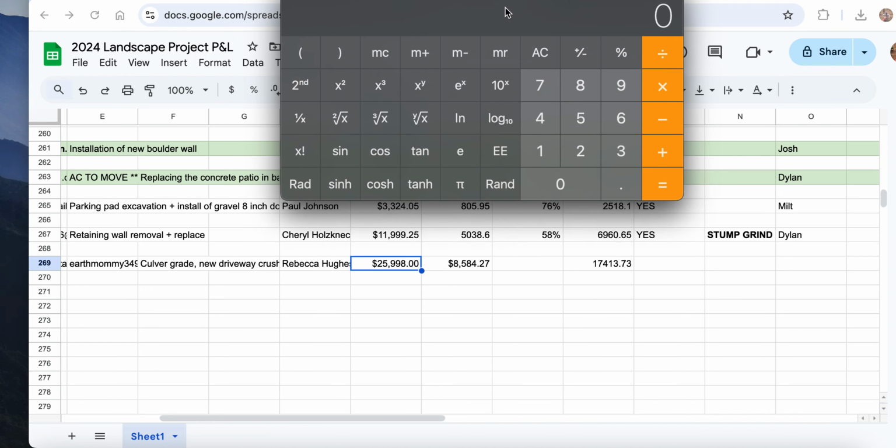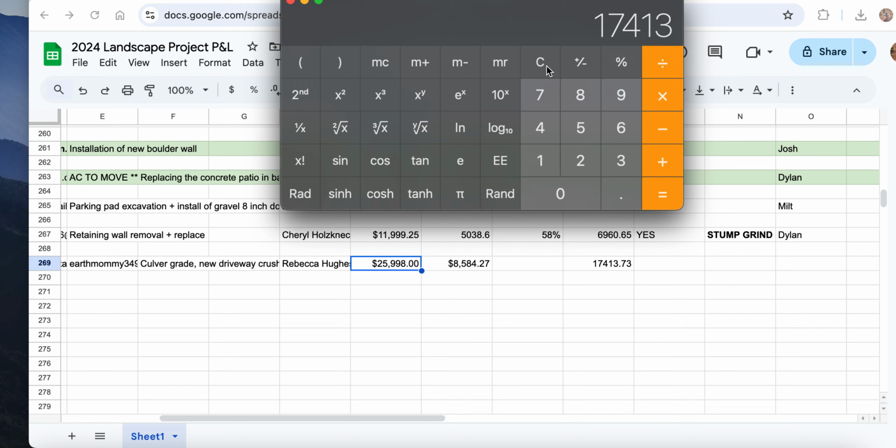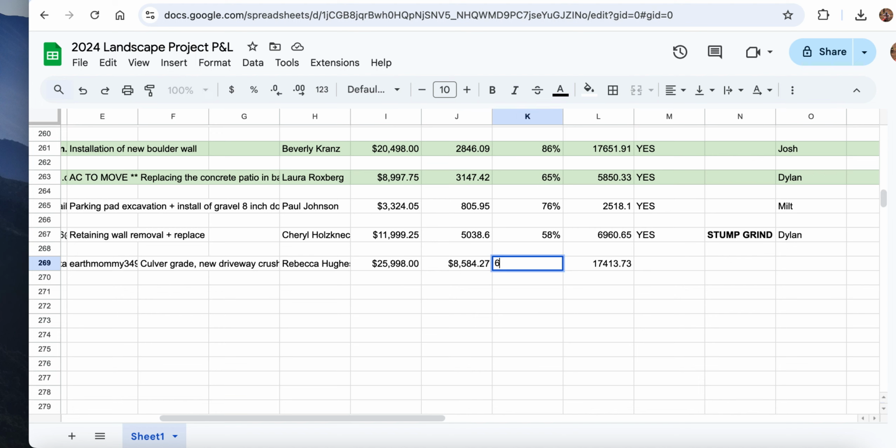So if you were to take 17,413.73, divide it by 25,998, it gives you a margin of 0.6698. We're going to round that up to 0.67. 0.67 is also equal to 67%. So that's how we get the percentage there. Again, since it's over a 50% margin, we put yes in that it's over a 50% margin.